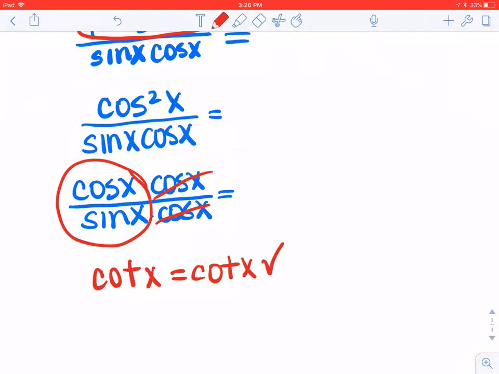If I look back, also, I could have skipped this step right here, and I could have said, I'm going to cancel out a cosine with one of these cosines. I have cosine over sine. That is also allowed.